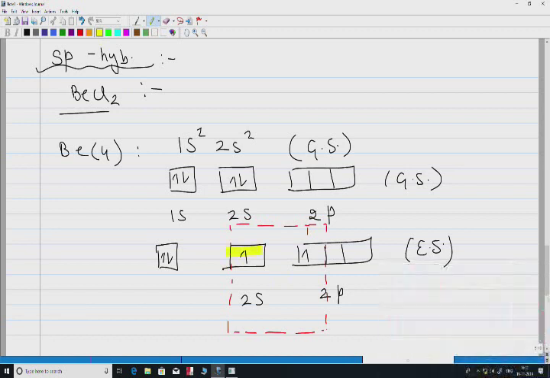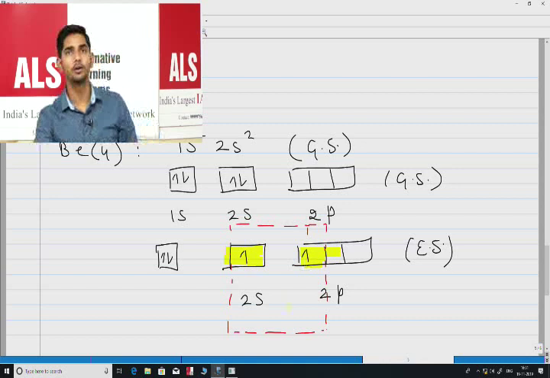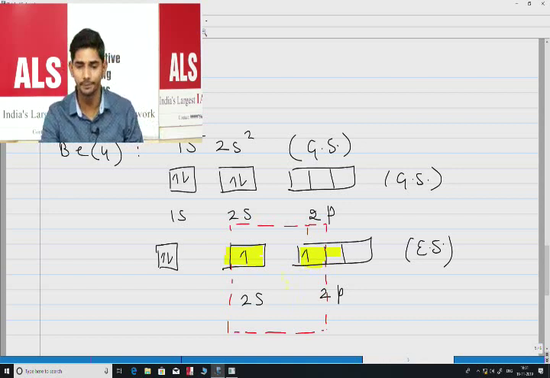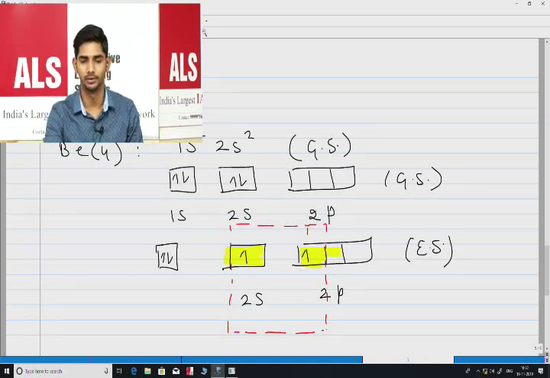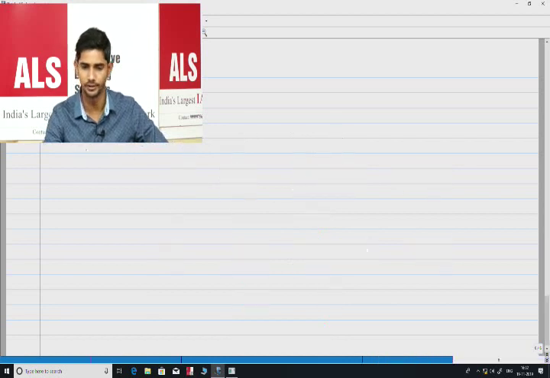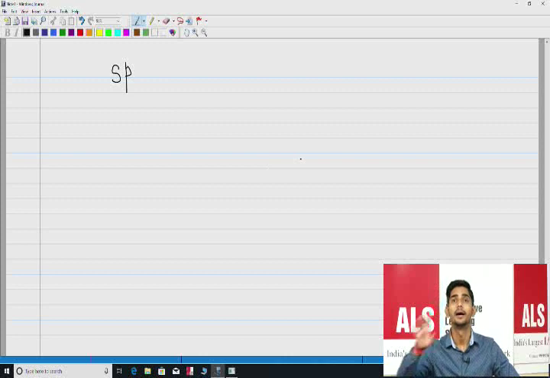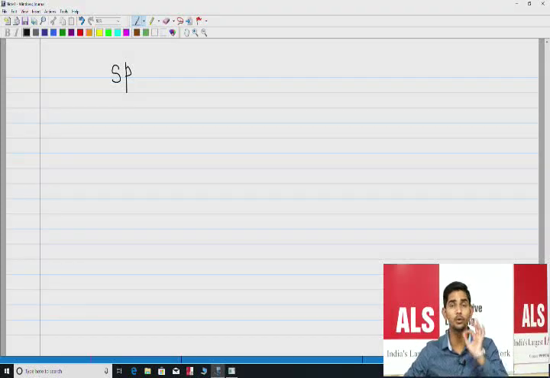See, this is the s orbital and this is the p orbital. So one orbital of s and one orbital of p are there for the hybridization process. That's why we say this is sp. And remember, hybridization is always calculated for the central atom. In a molecule, you will always calculate it for the central atom.